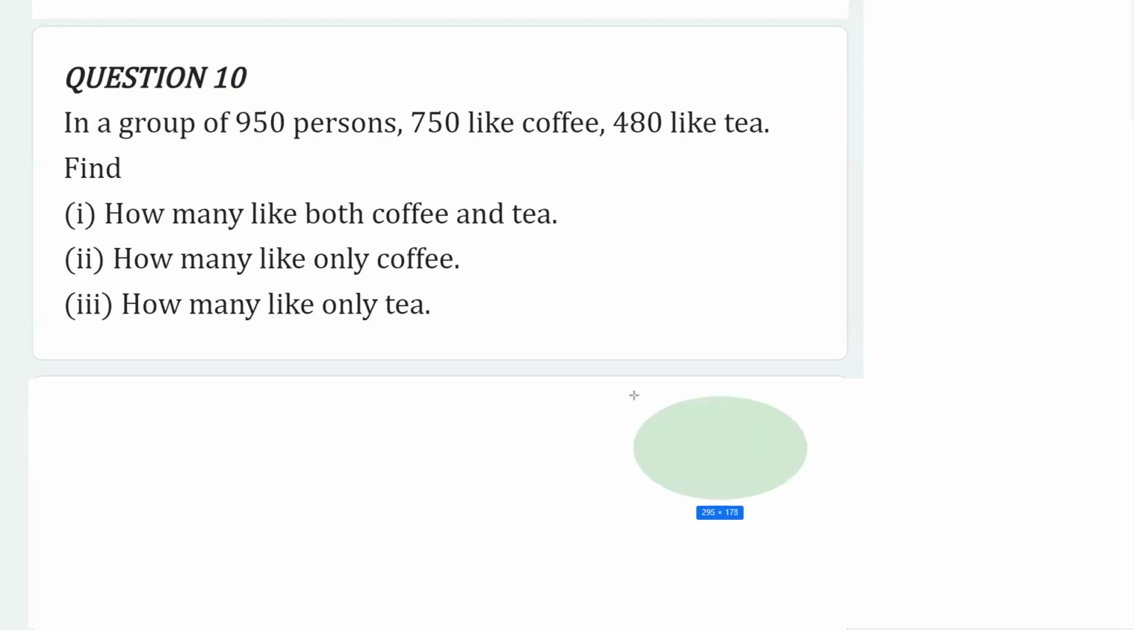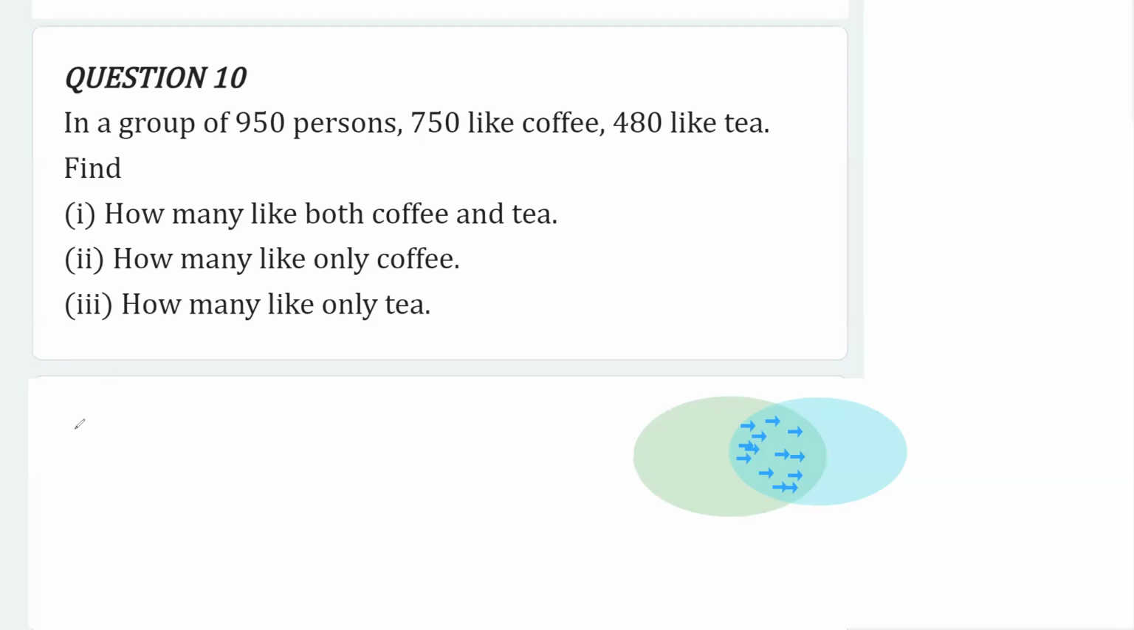Now, for example, let's consider this to be the number of people who like coffee, and let's say this is the number of people who like tea, right? In the first part, what we have to find out is the number of people who like both tea and coffee. That means we have to find this common region here. Let's begin with the first part, writing the information we have.